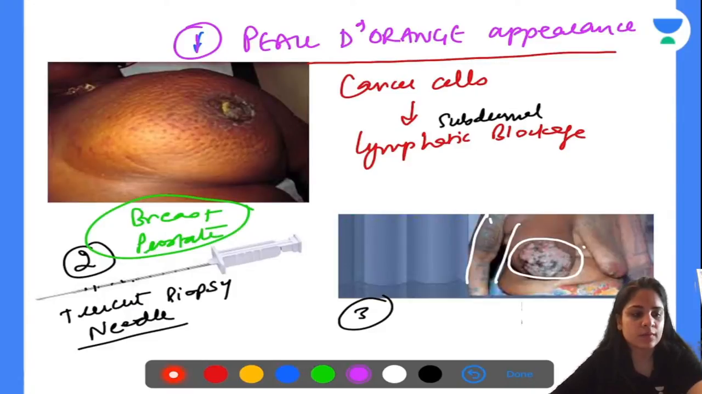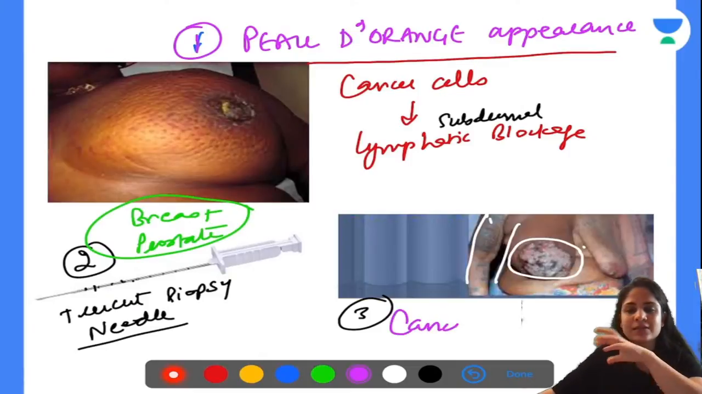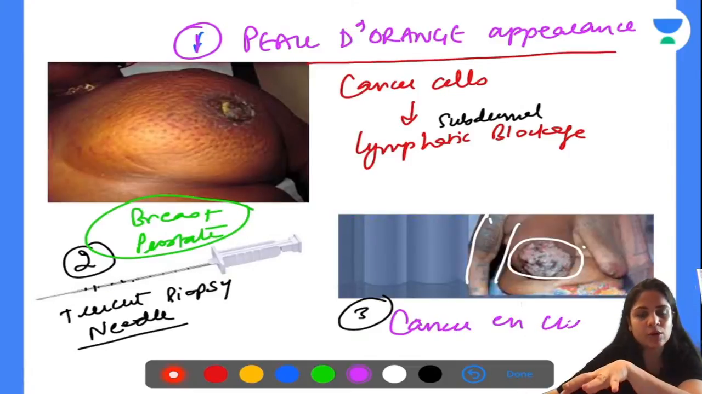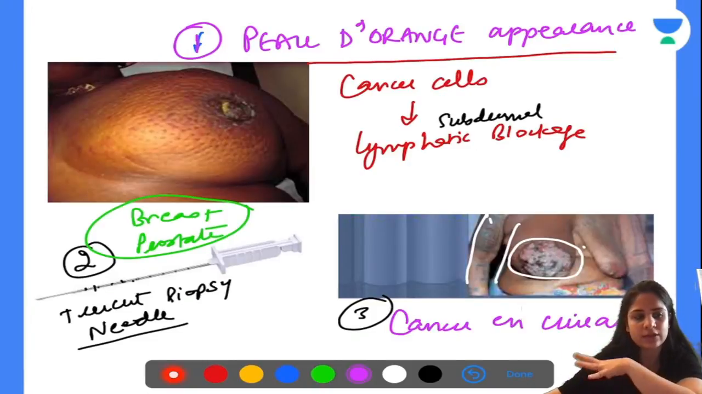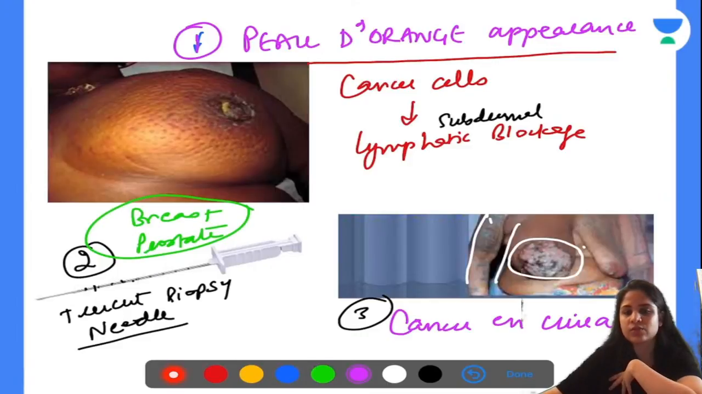Paget's disease, no. Post-op complication. Okay, this is called cancer en cuirasse. So basically what is happening, the lymphatics of that arm are getting blocked. As a result of that, you have enlargement of that arm also, swelling of that arm also. So that is why you have cancer on the same side, you have swelling of the arm. This is called cancer en cuirasse.